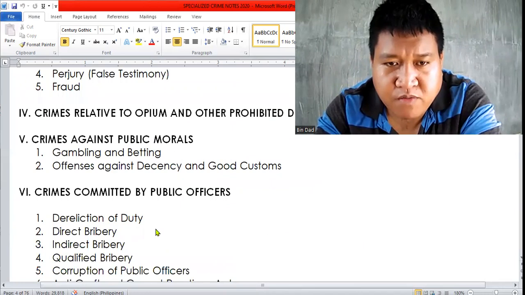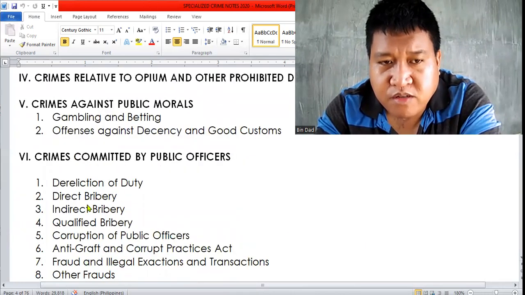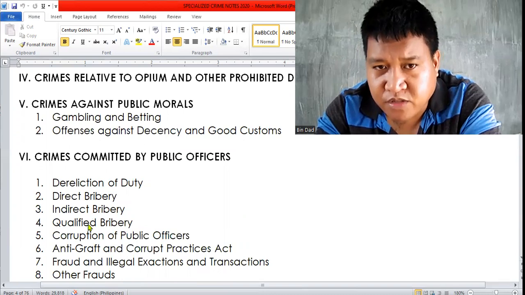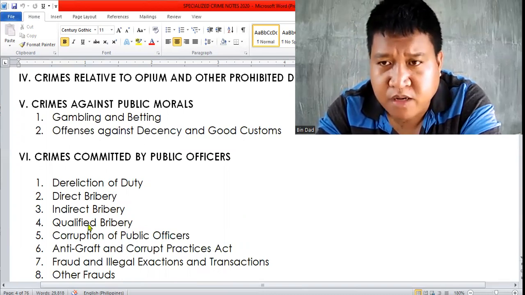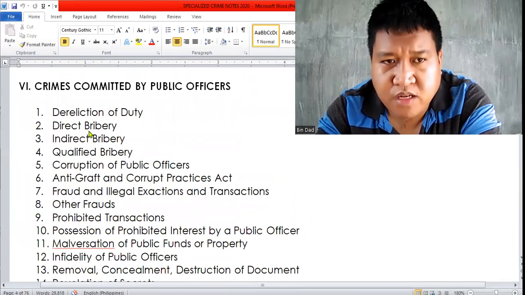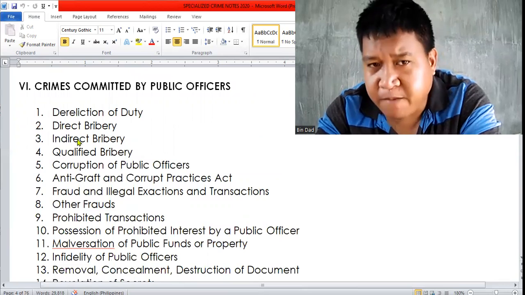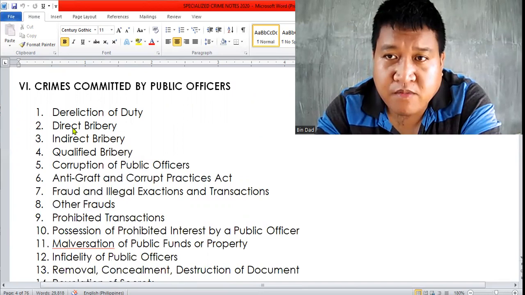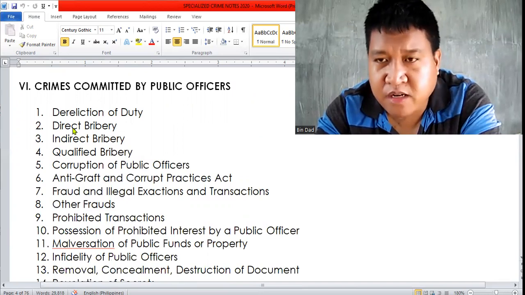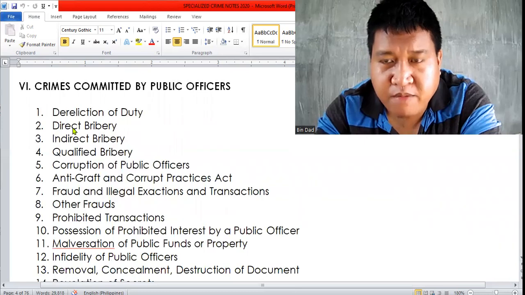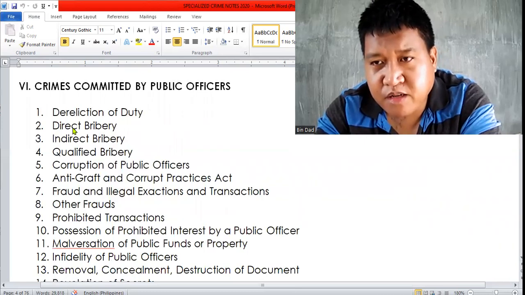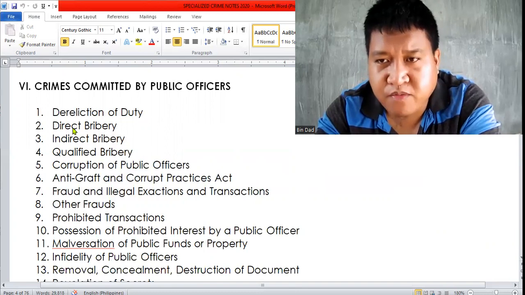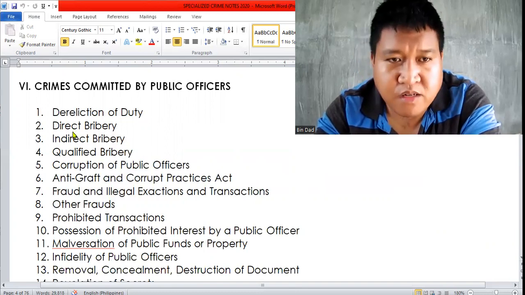Crimes committed by public officers. So the crimes here are only committed by public officers. Public officers are those employed by the government. These are government officers. Dereliction of duty, direct bribery, indirect bribery. So if you accept a bribe, for you to do a favor to a person, that is direct bribery. If you are only given a gift, but you are holding a position that may influence something or someone, that is indirect bribery.